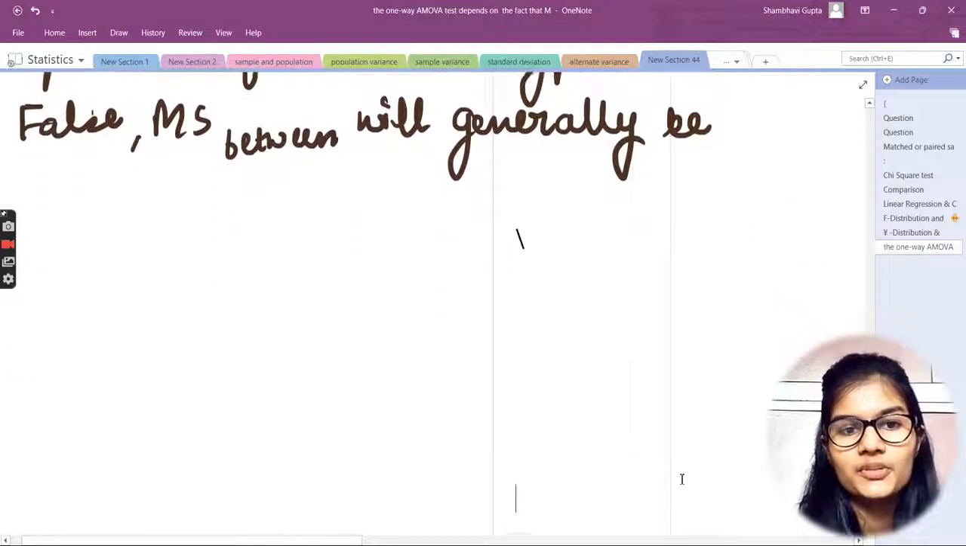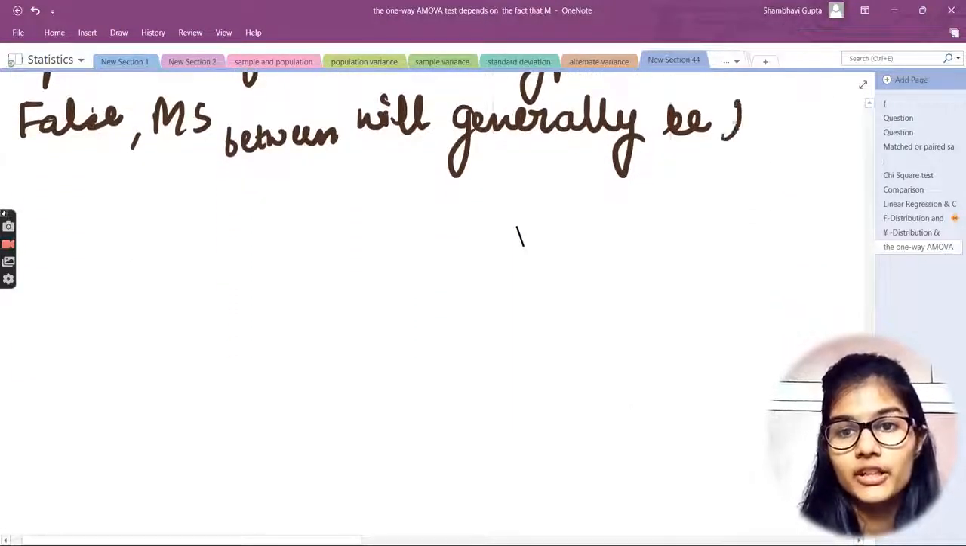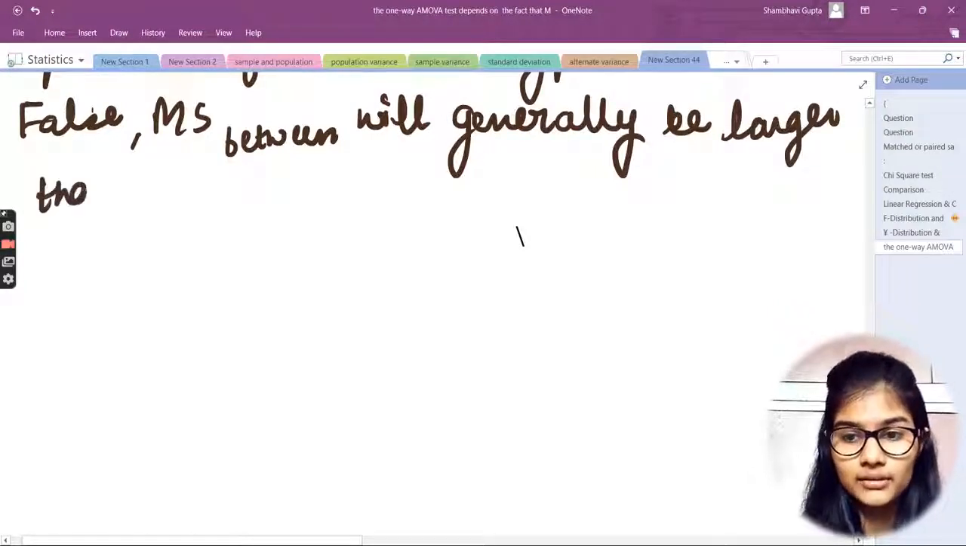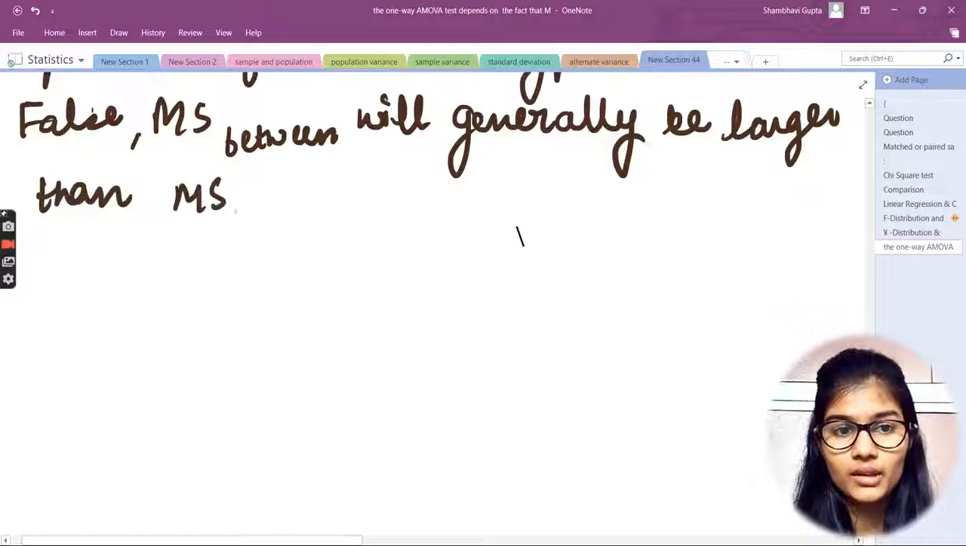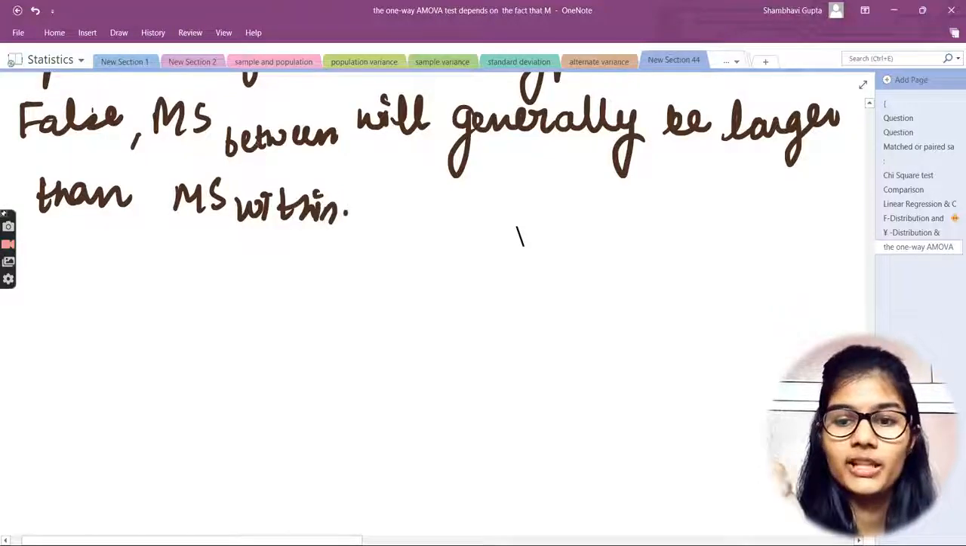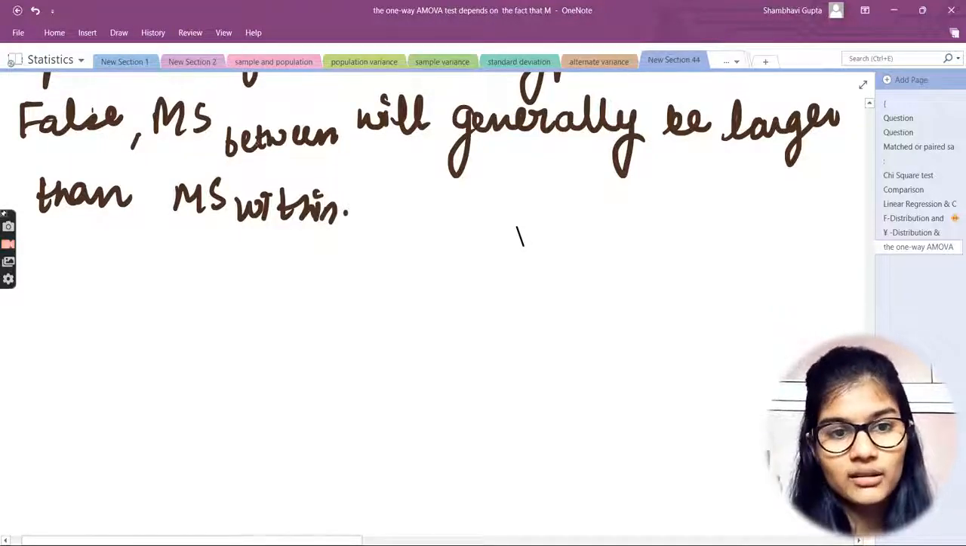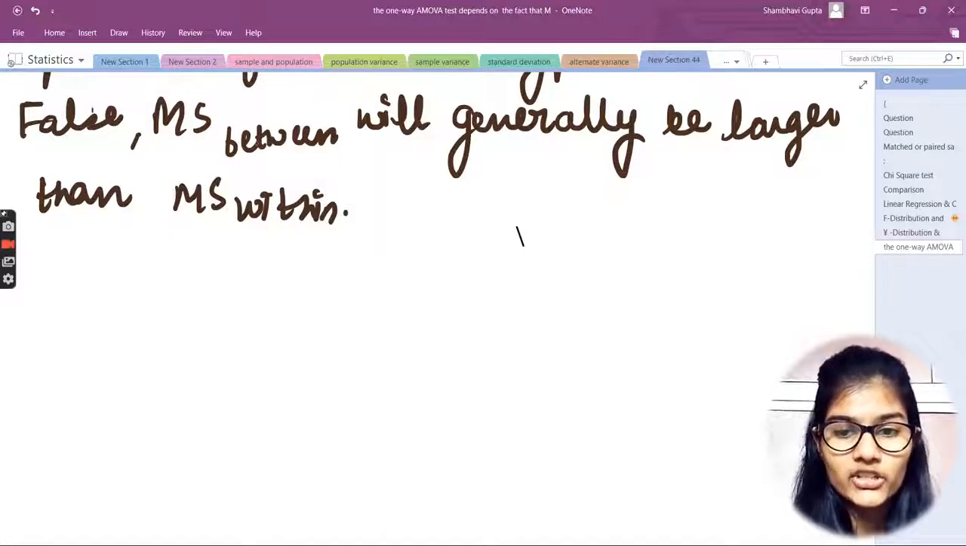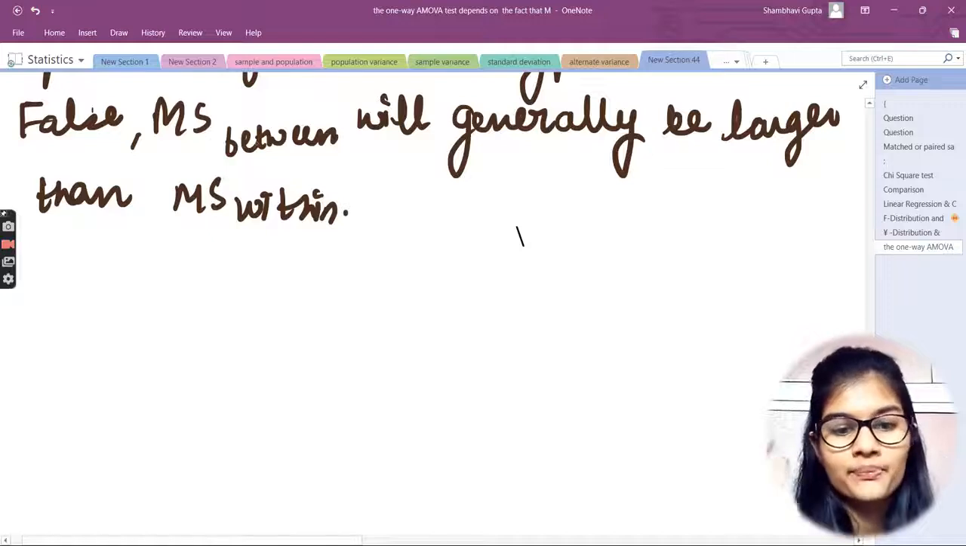So in that case the MS between will generally be larger than MS within. Then in that case the F ratio that will be coming will as well be larger than 1. The F ratio that will be coming will as well be larger than 1 in that particular case. Fine.